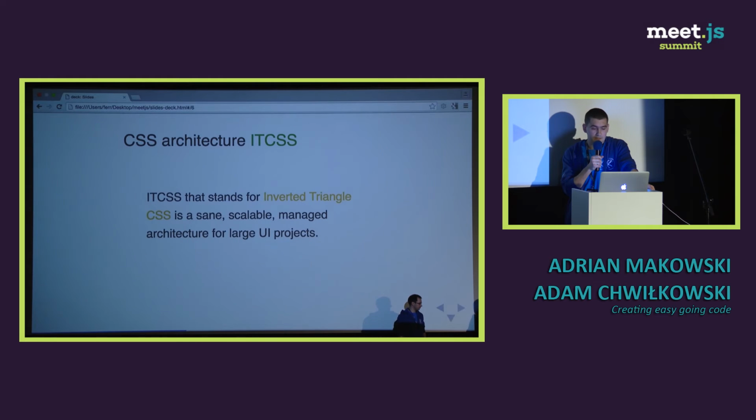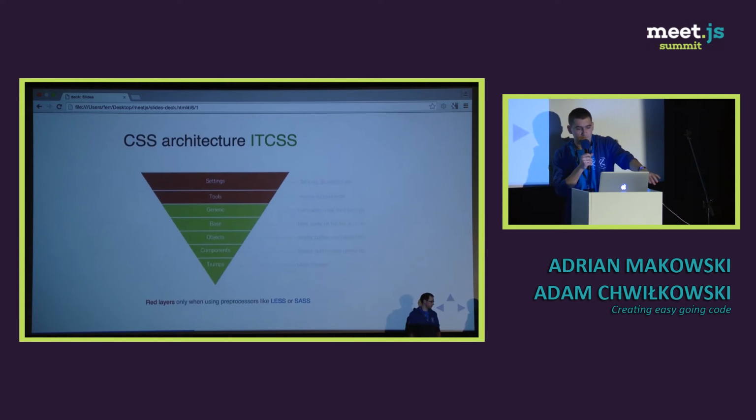It's a scalable, measured architecture for large projects. It's created and recommended by Harry Roberts. It's nothing but a proposal for keeping the files in separate layers. Going from the top to the bottom, we have an inverted triangle. BEM, Captain Obvious. So going from the top, we have the lowest specificity. Going to the bottom, the highest specificity.